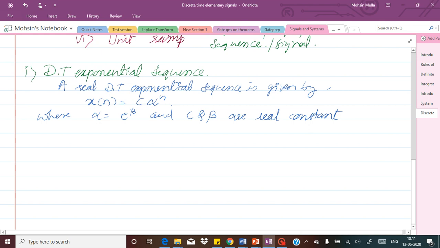Now depending upon whether the alpha value is less than 1 or greater than 1, we will have a decaying type of sequence or a growing type of sequence. An important point: if the magnitude of alpha is less than 1, the signal decays exponentially.